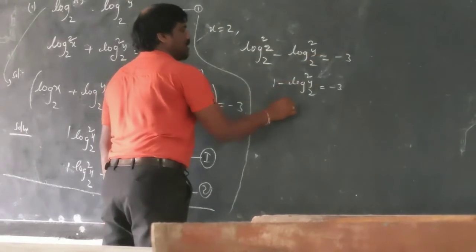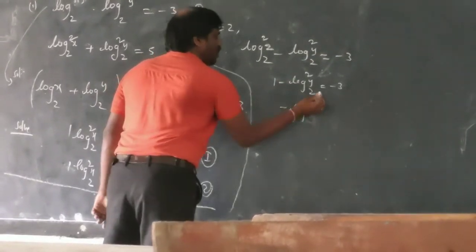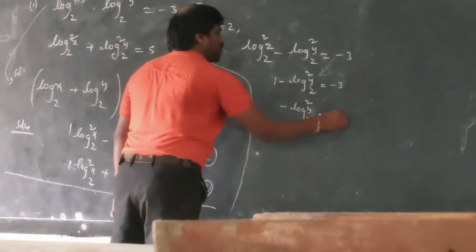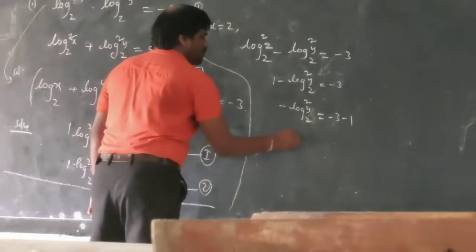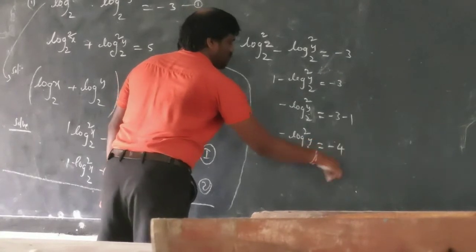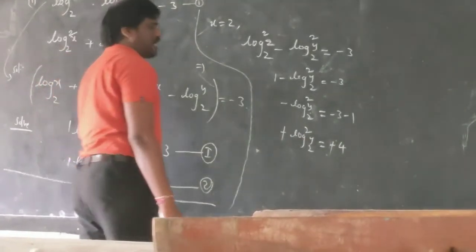This one, send that side: minus log square y with base 2 is equal to this, plus 1 if I send this side, minus 3 minus 1. Okay, so what am I getting? Minus log square y with base 2 is equal to minus 2. This minus gets cancelled.